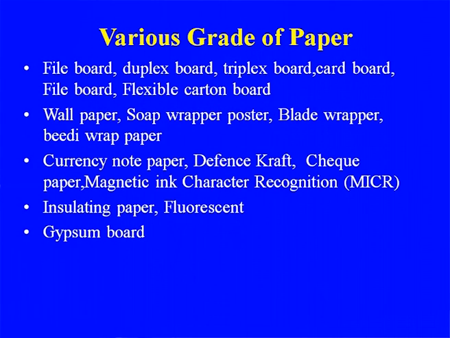File board, duplex board, triplex board, cardboard, flexible carbon board: all these different types of paper board we are using. Duplex means one side is bleached pulp, which will be white, and the other side is normal paper. In triplex board, both sides are white paper and the inside is different.